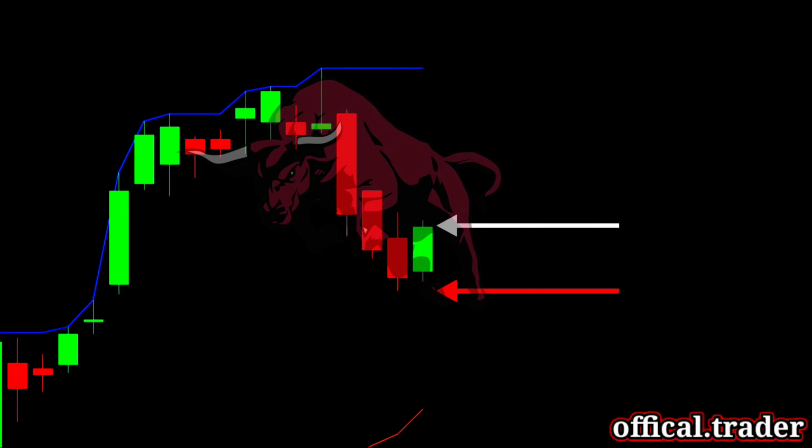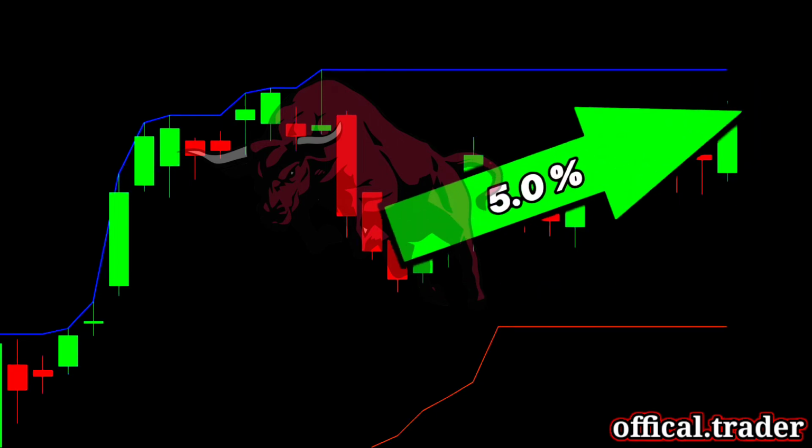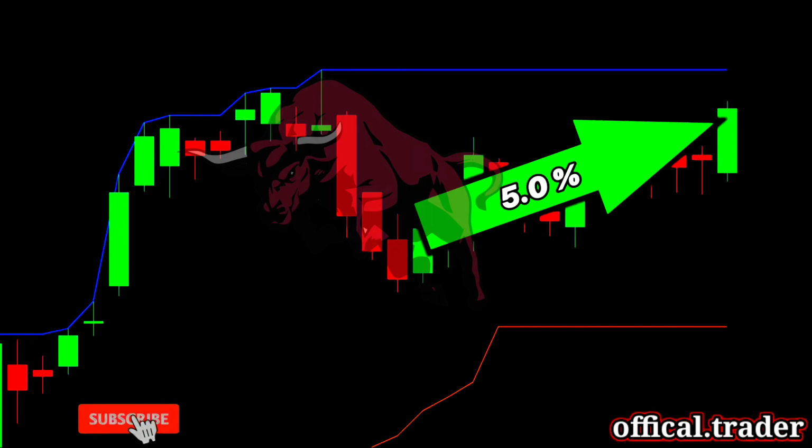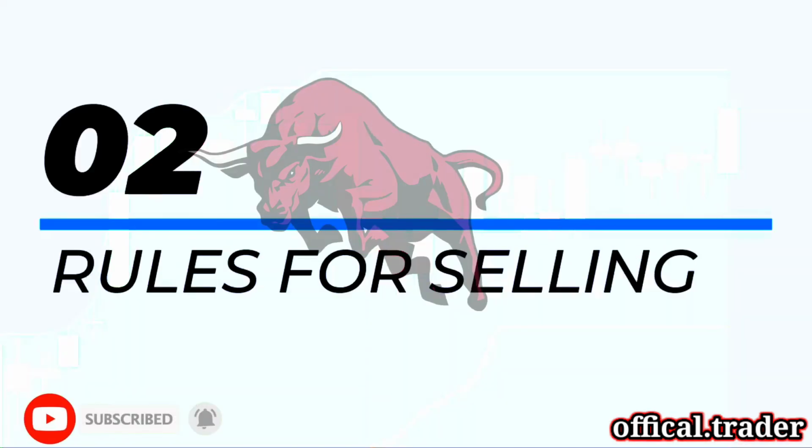We will keep our stop loss below the most recent swing low, and we will place our targets at the nearest swing high. As you can see, the price achieved our targets on this trade. The price made a 5% move in the next 2 weeks following our entry. Now, let's look at the sell setup for our strategy.